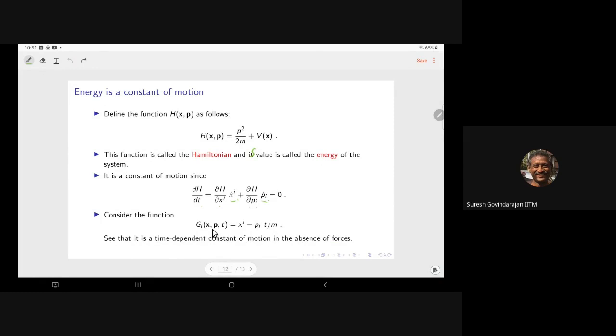Exercise for you. Consider this function g of x, p, t, which is x_i minus p_i t upon m. It is time dependent now, because there is a time dependence here. See that it is a constant of motion in the absence of forces, so for a free particle. Exercise for you.